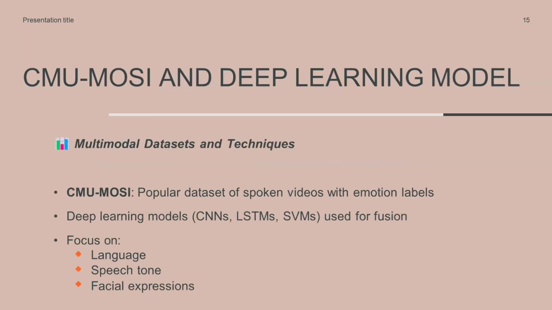Now we use CMU-MOSI and deep learning models. These are two datasets, and for this project I use CMU-MOSI, which is a popular dataset of spoken videos with emotion labels. Deep learning models like CNNs and LSTMs, and SVMs, are used for fusion. CNNs can be used for visual data, LSTMs for audio and text, and in some cases even traditional classifiers like SVMs for comparative evaluations. It focuses on language, speech tone, and facial expression.